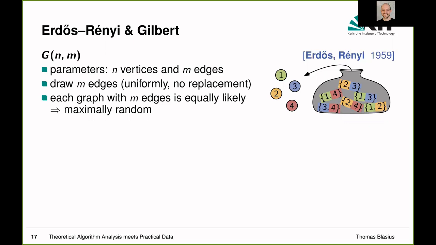So the GNM has two parameters. You have the number of vertices n, you have the number of edges m. And what you do is you take your n vertices and you put all possible edges into a bag, and then you reach into this bag and grab m edges and draw them out. So you draw m edges uniformly with no replacement, and this is then your graph. This gives you every graph with n vertices and m edges with equal probability. So it's in that sense maximally random with the restriction that you want to have n vertices and m edges.